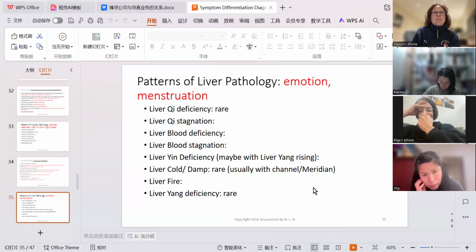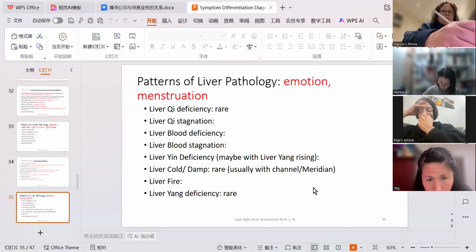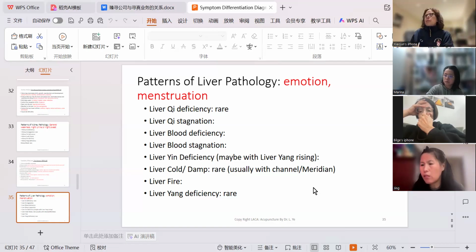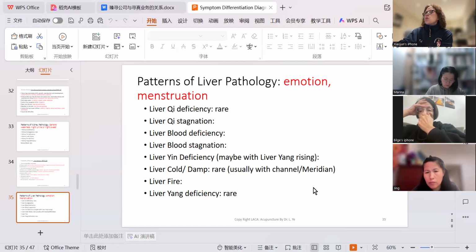Patterns and keywords for liver diagnosis: I would say emotion and menstruation. If you see a sign of fluctuating emotions, or irregularity or problems with menstruation, do look into the liver. And these are the patterns for the liver.